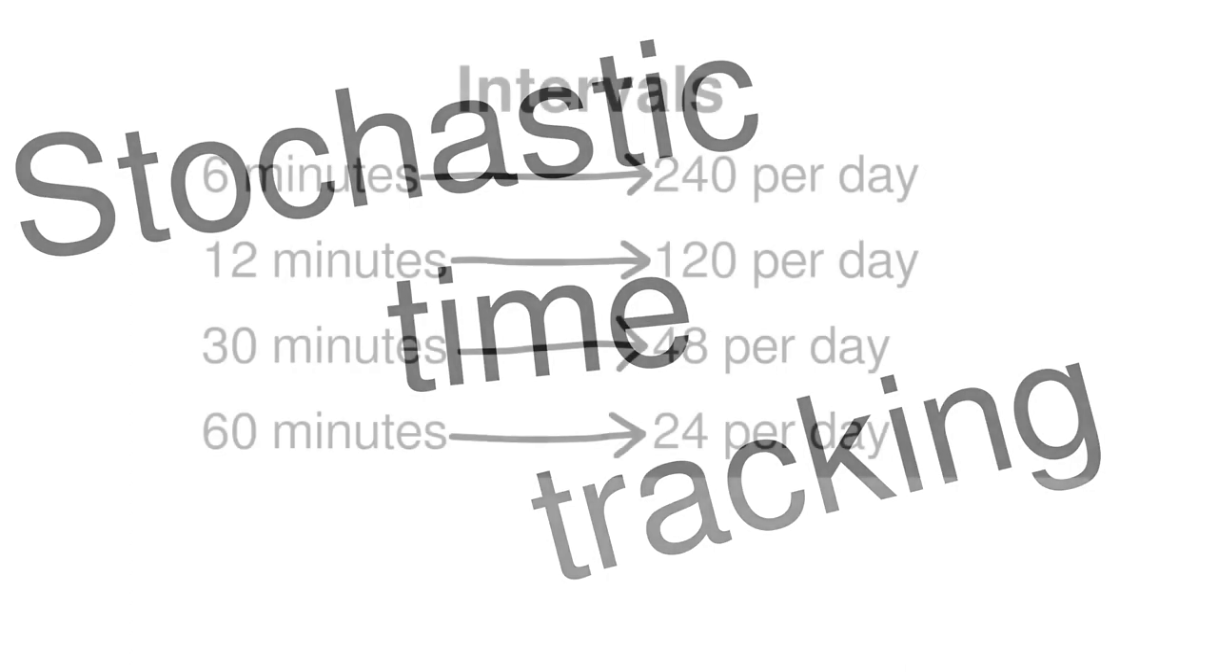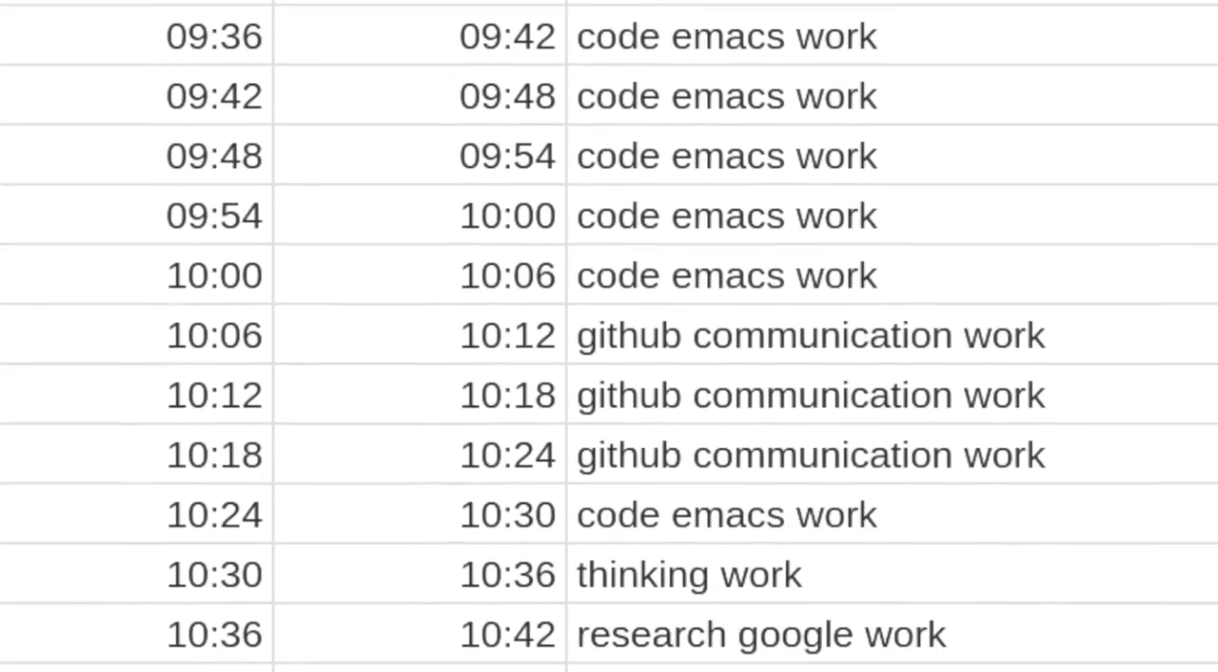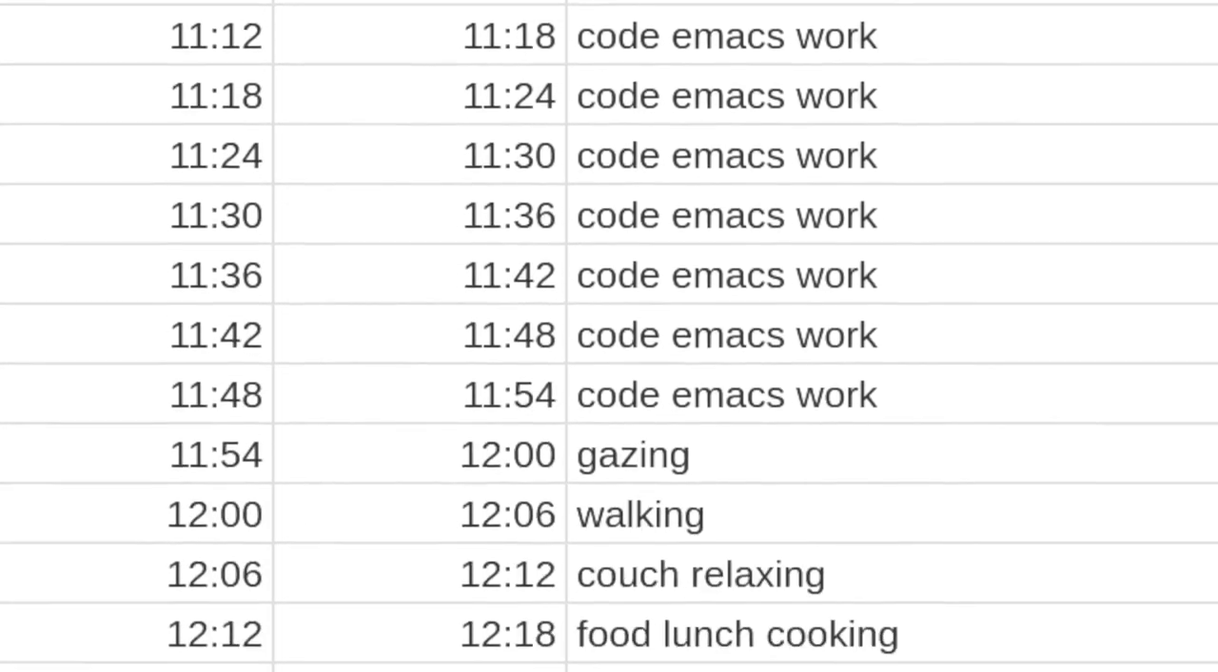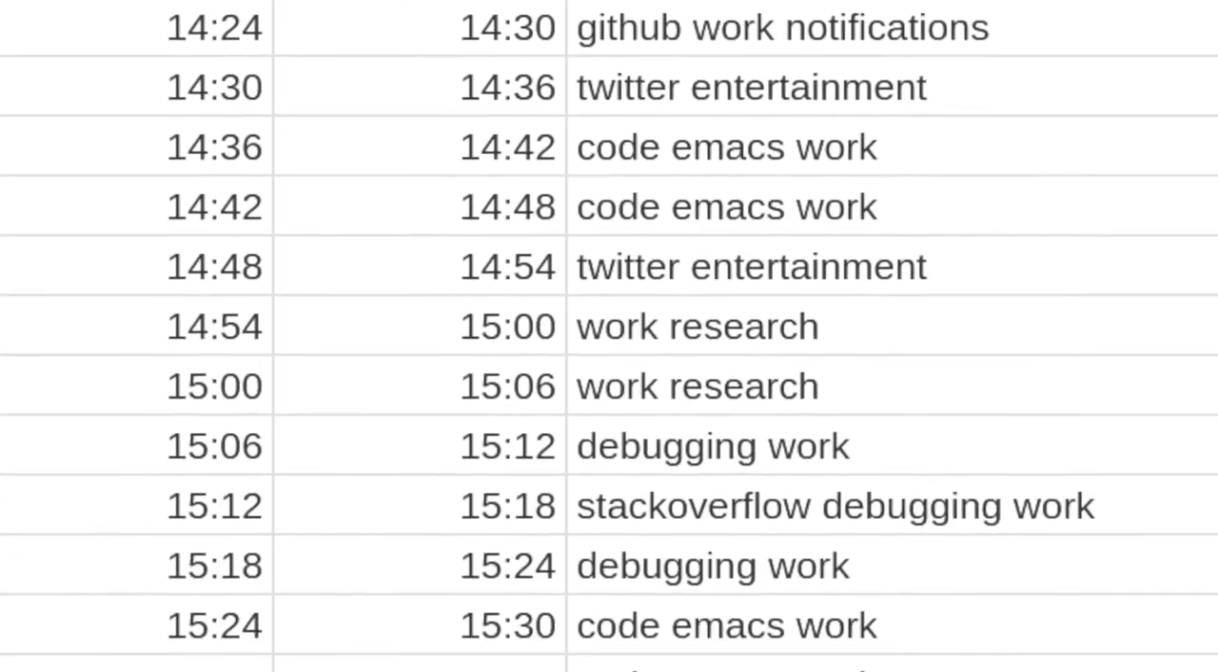Stochastic time tracking is a relatively new type of time tracking. Let's take a look at how it builds upon traditional time tracking systems. These systems usually involve recording what you're doing over constant intervals of time, usually each 6, 30, or 60 minutes. However, this system has some drawbacks.